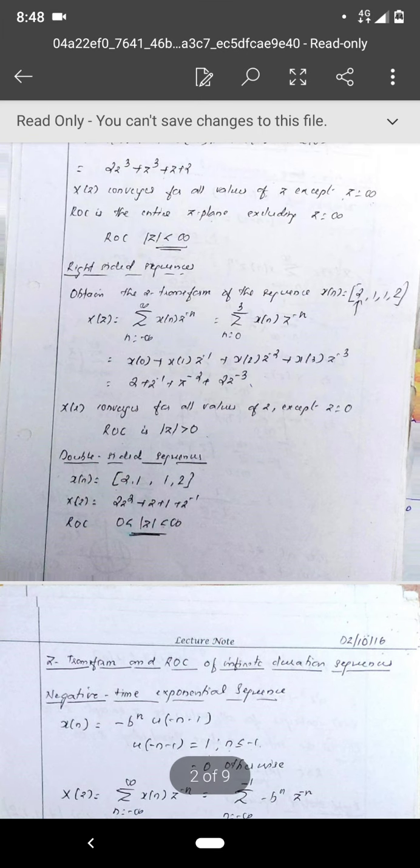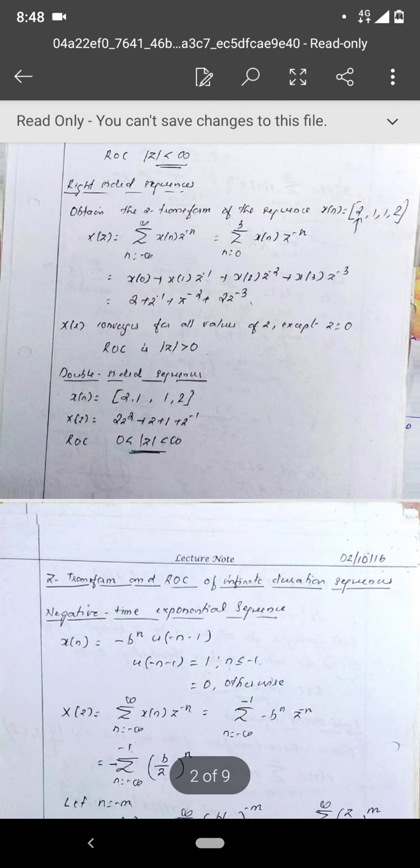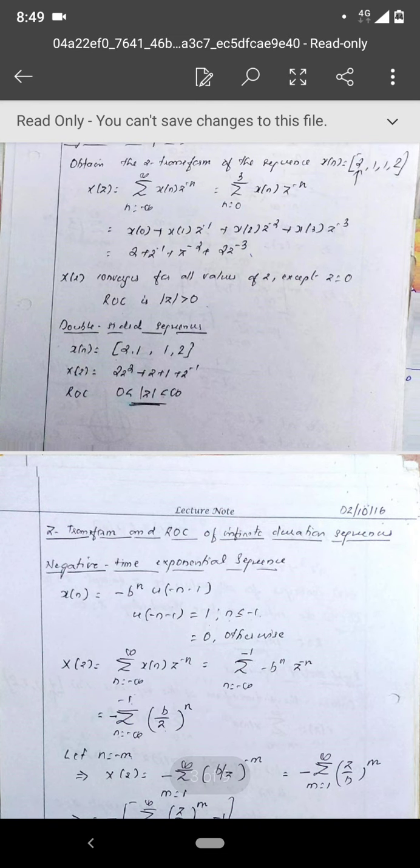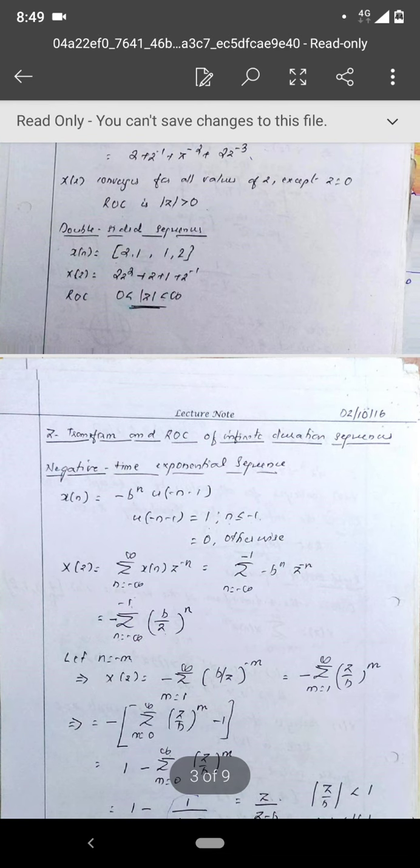And just take the third case, where we have neither a right-sided sequence nor a left-sided sequence. You have a double-sided sequence. If it is a double-sided sequence, the ROC is nothing but in between 0 and infinity. That is what you have to understand. I just forgot to mark the pivot there. Leave it. Just understand that much.